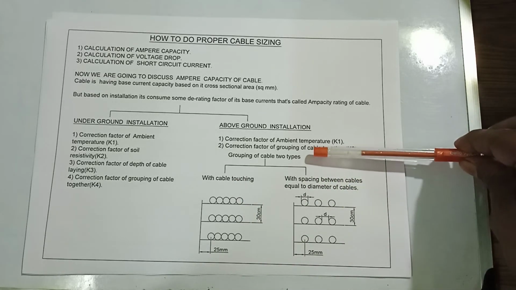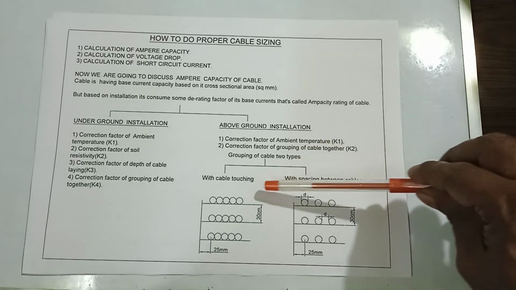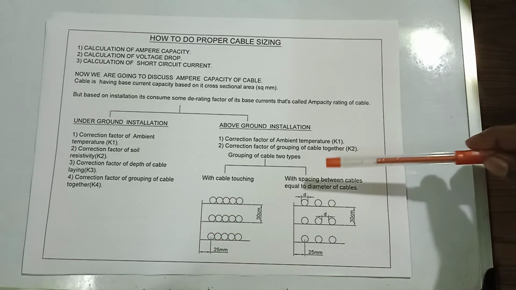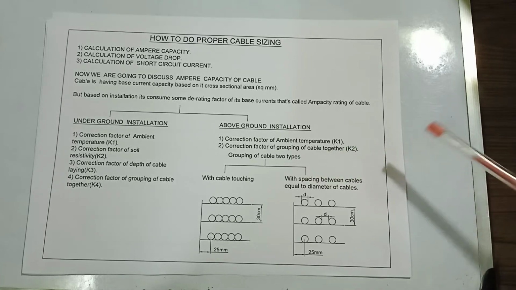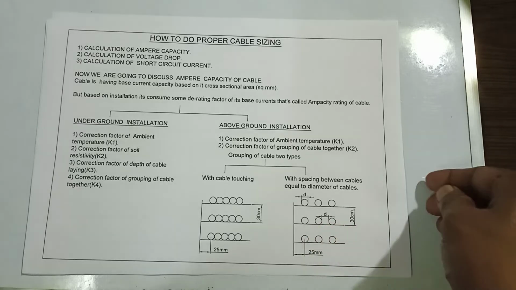Grouping of cable is of two types: with cables touching each other, where all the cables touch each other, and with spacing between cables equal to the diameter of the cables. Here the cable diameter is D and the spacing between cables is D.